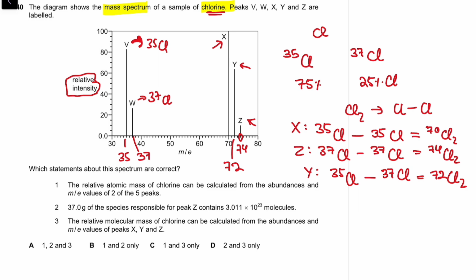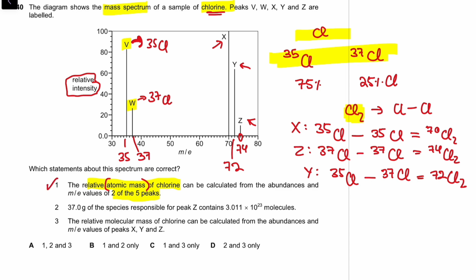Let's take a look at our statements. The relative atomic mass of chlorine can be calculated from the abundances of 2 of the 5 peaks. Relative atomic mass refers to the average mass of an atom compared to 1/12 of a carbon-12 atom. So like we mentioned at the beginning, these are the 2 isotopes that form these 2 peaks right here for the chlorine atom and not the chlorine molecule. Remember, this is the chlorine molecule. So this statement is true.